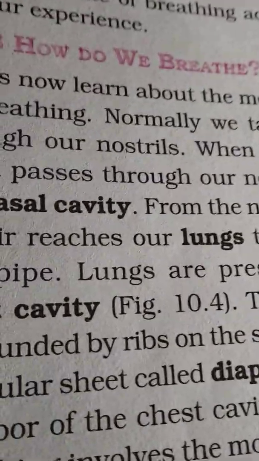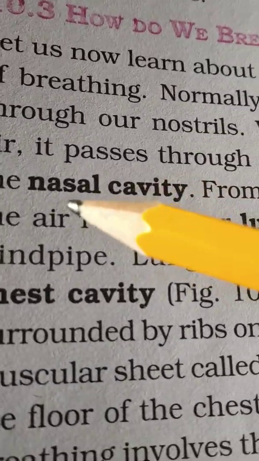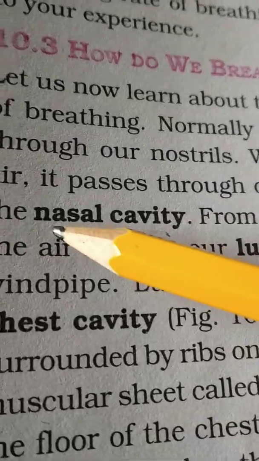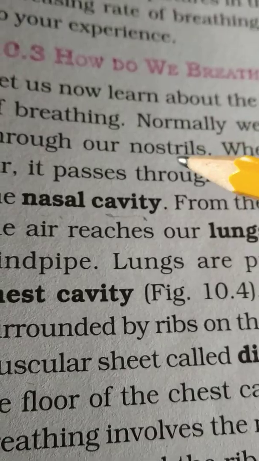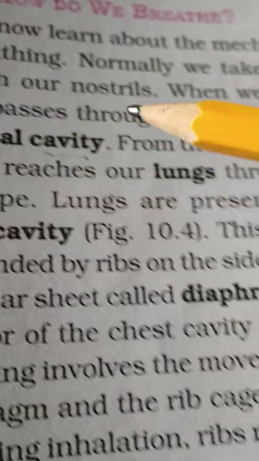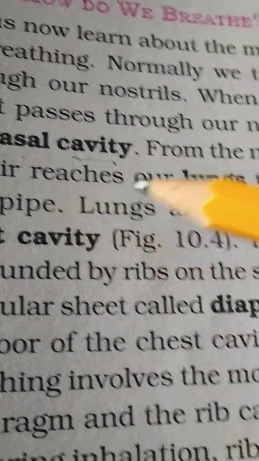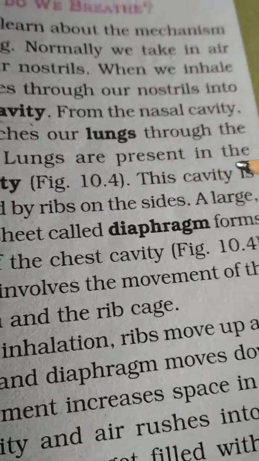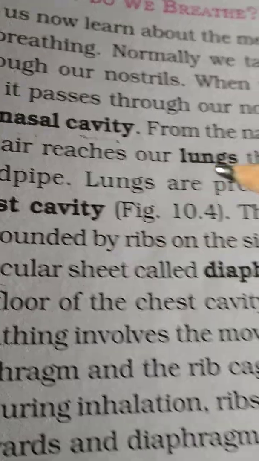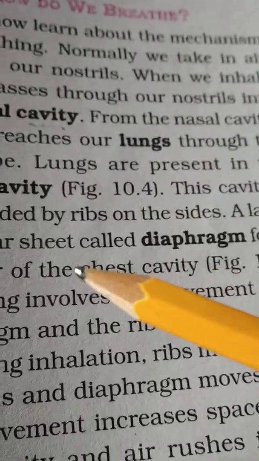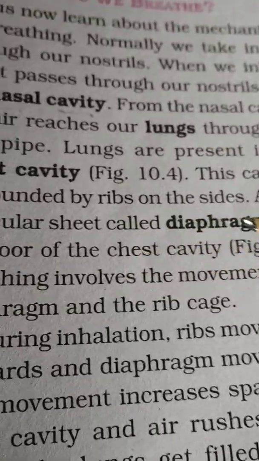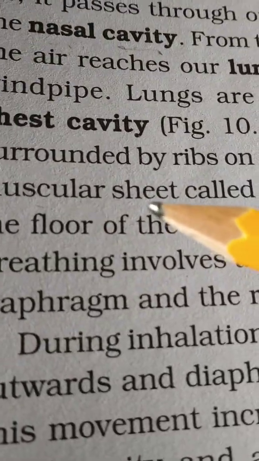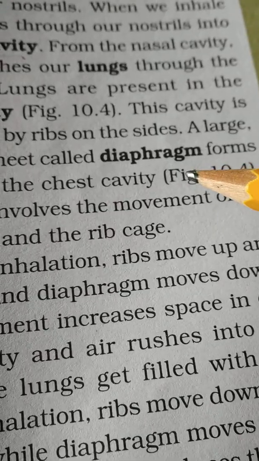Most of us know that we breathe through our nose, and the passages in the nose are called the nasal cavities. The nostrils take in air. It goes through the nasal cavities. Then it reaches our lungs through our windpipe. Lungs are inside our chest, protected by our rib cage. This cavity, there it says, is surrounded by ribs on the sides. A large muscular sheet, a sheet of muscle called the diaphragm.